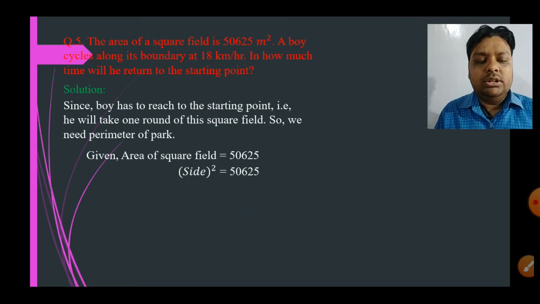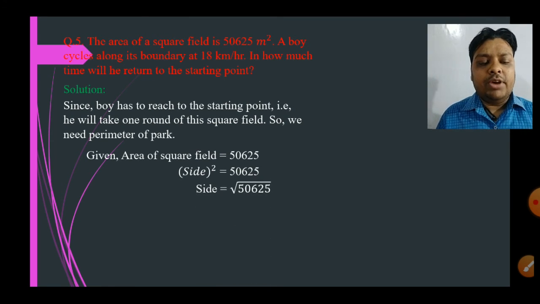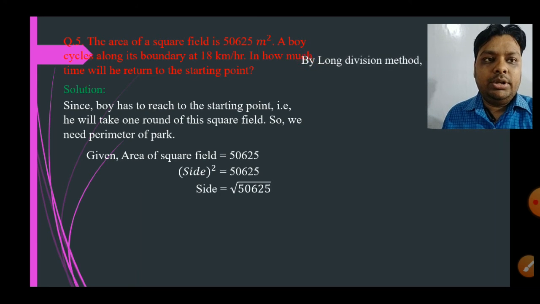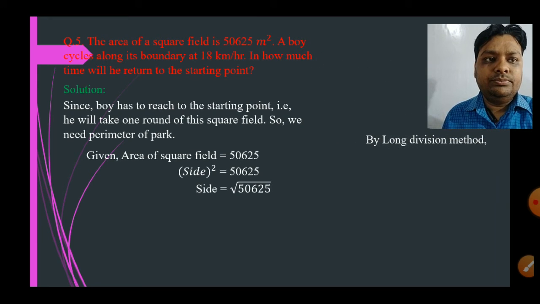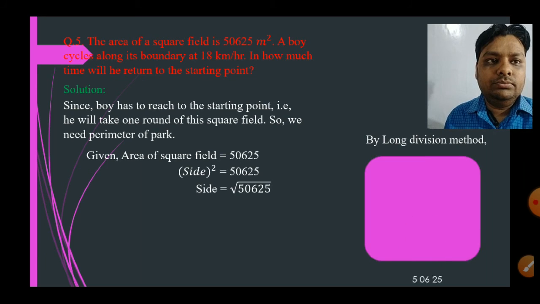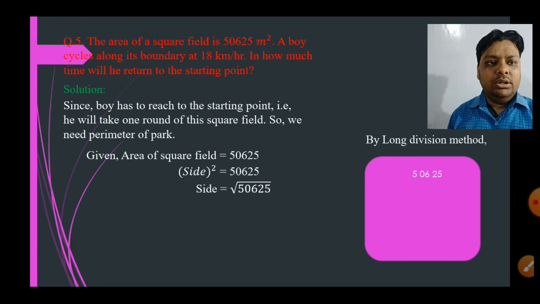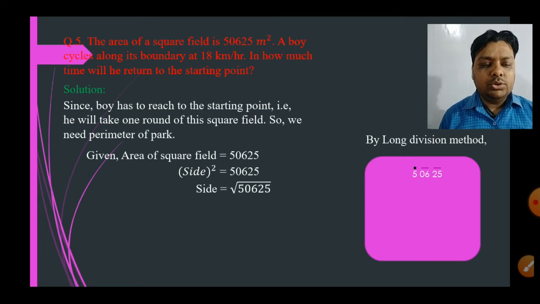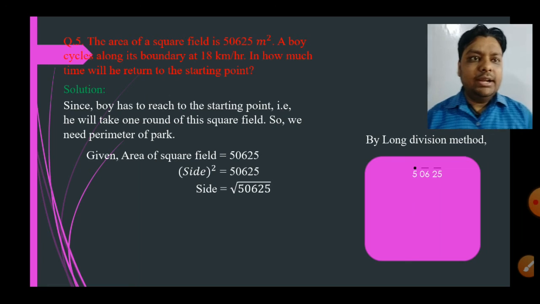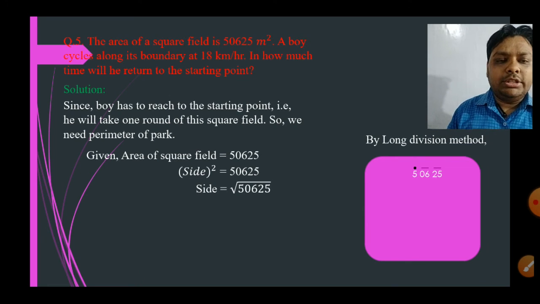Then we will remove the square, and write the root of 50625. Now we have to find the square root of 50625 by the long division method. Okay, so let's start. Put the recurring sign on the last two digits 25, then the middle two digits 06, and one dot on 5. So you can see that we can divide 50625 into 3 periods.